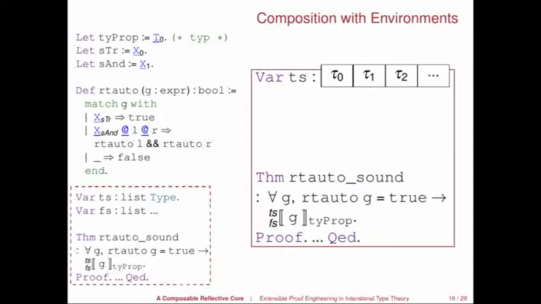So in larger letters, we have our variable ts here, and we can think of it as a list, and it contains some types, tau 0, tau 1, tau 2, and so on. And now, we're down here. Here's the soundness proof just repeated.